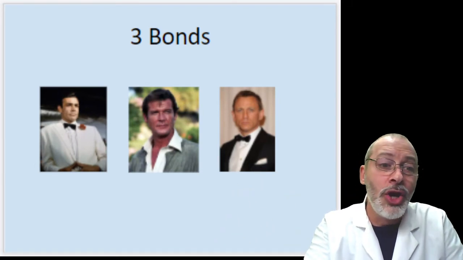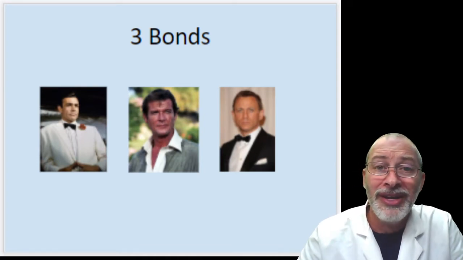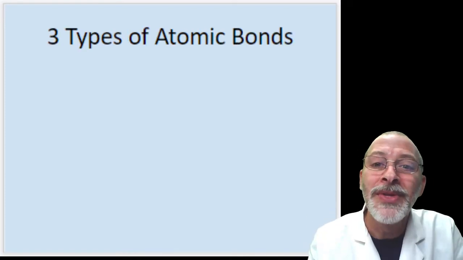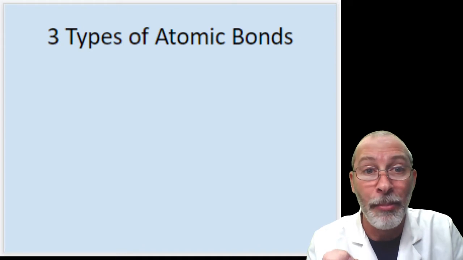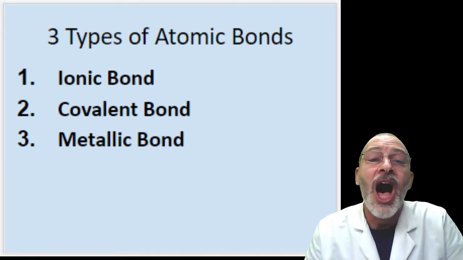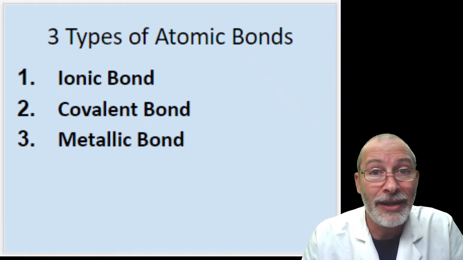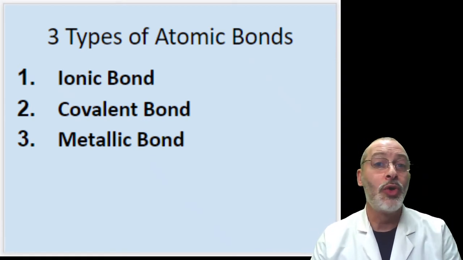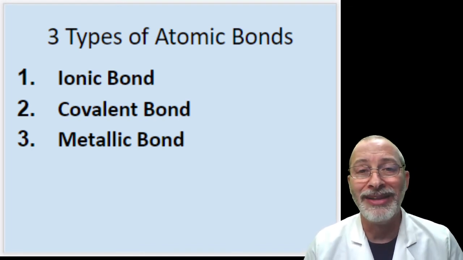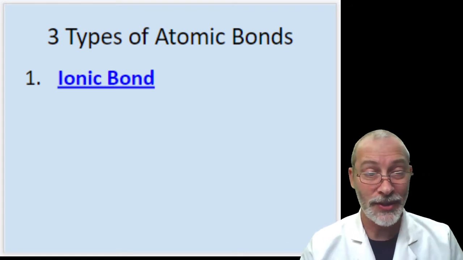All right, so no, these are not the types of bonds we are making reference to here today. We're making reference today to the 3 types of atomic bonds. And the 3 types of atomic bonds are ionic, covalent, and metallic. So today we're going to explore each of these 3 types of bonds: ionic, covalent, and metallic. So let's begin with ionic bonds.